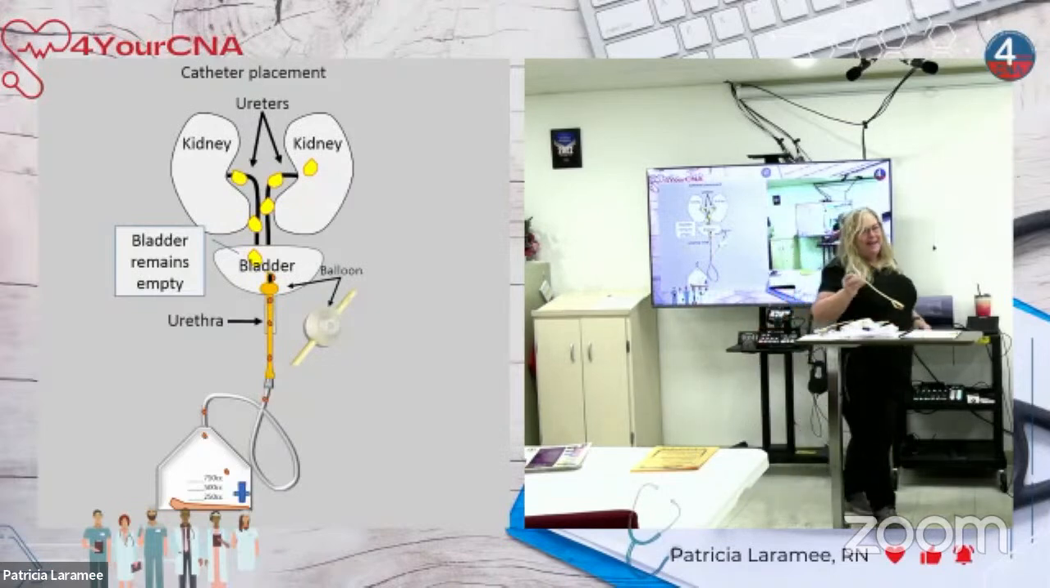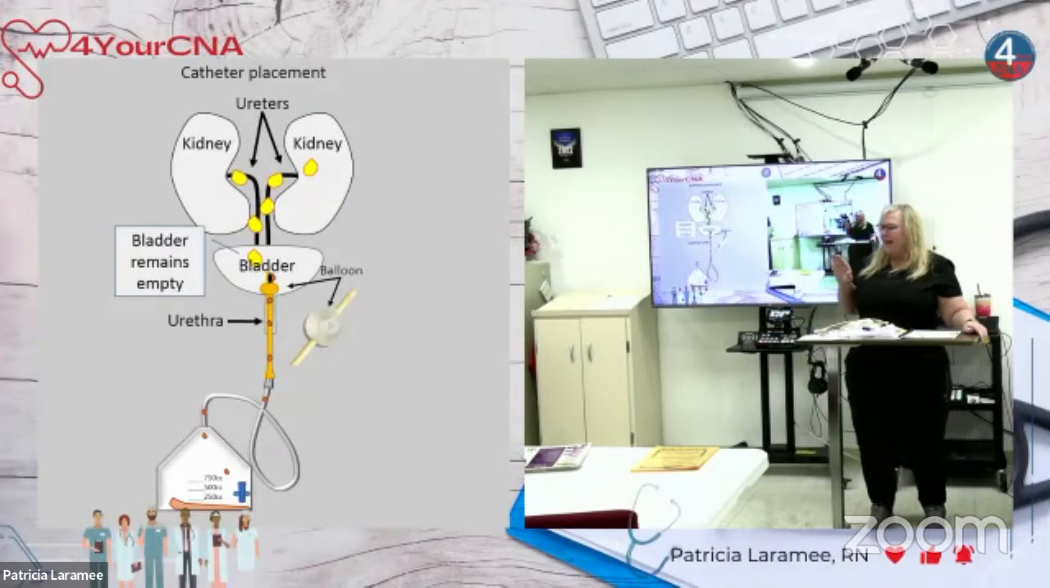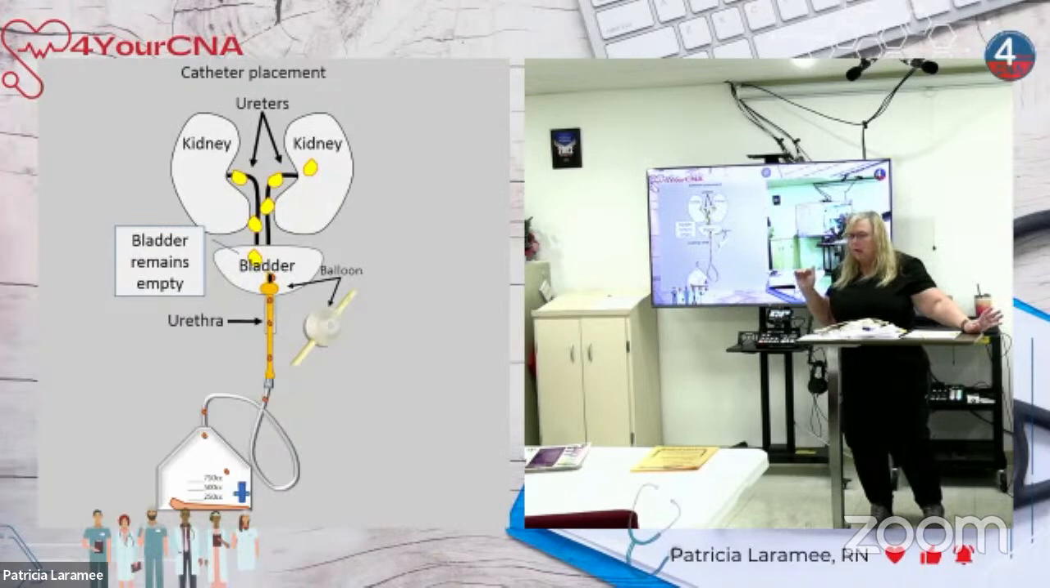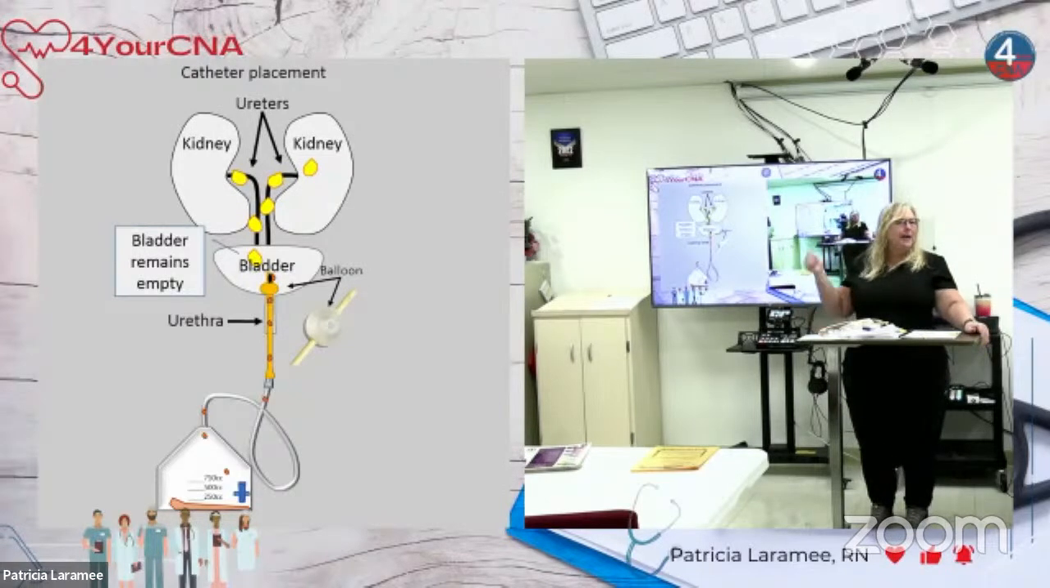Only one thing has ever hit the top of your bladder. What does your bladder fill up with? Yeah, pee. The only thing that's ever hit the top of your bladder is pee. So when this tip hits the top of the bladder, what is the bladder going to think is in there?